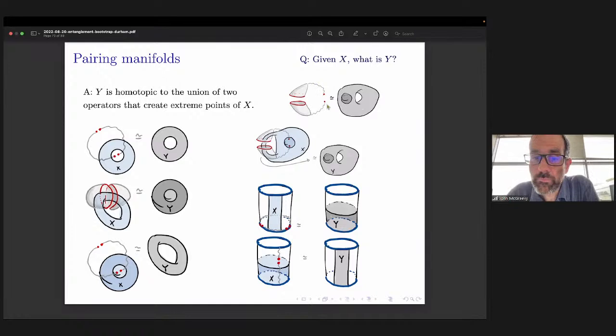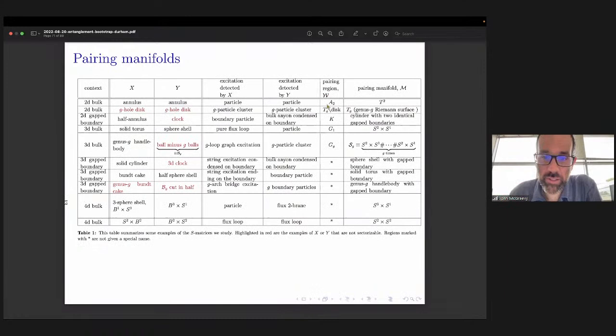Okay, here's an overwhelming table whose point is to show you that there are a lot of examples that satisfy this definition. And I'll highlight this row of the table, which includes the case where X is the genus G handle body. So meaning the region whose information convex set detects these graph excitations that I was talking about.